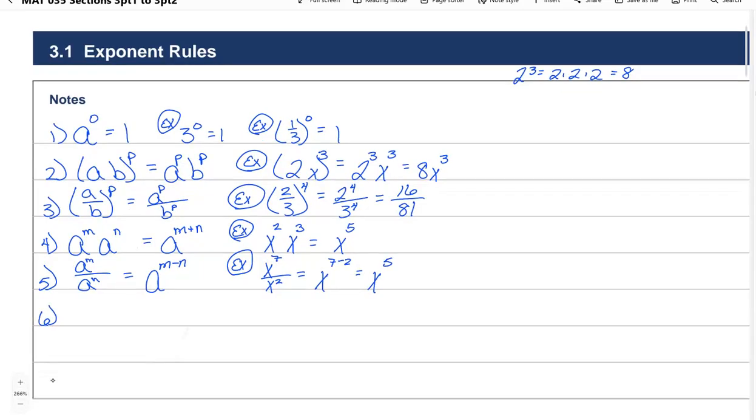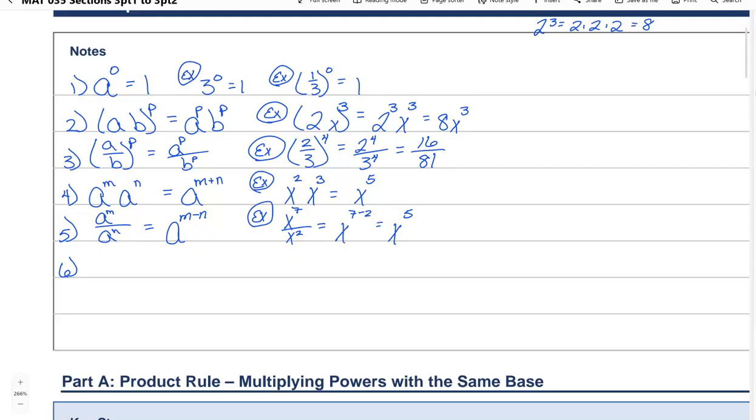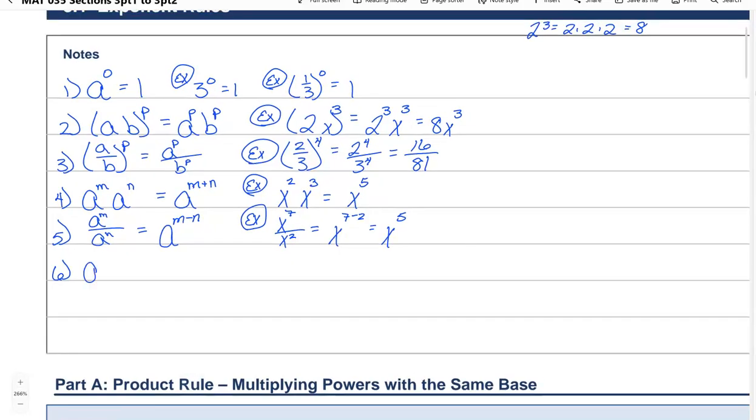The next exponent rule is going to deal with negative exponents. Let's say we have a to the negative p. Negative exponent just means it's in the wrong place. If the negative exponent's in the numerator, we're going to move it to the denominator to make it a positive exponent. So this is 1 over a to the p. Or if the negative exponent is already in the denominator, then we're going to move it to the numerator to make it a positive exponent.